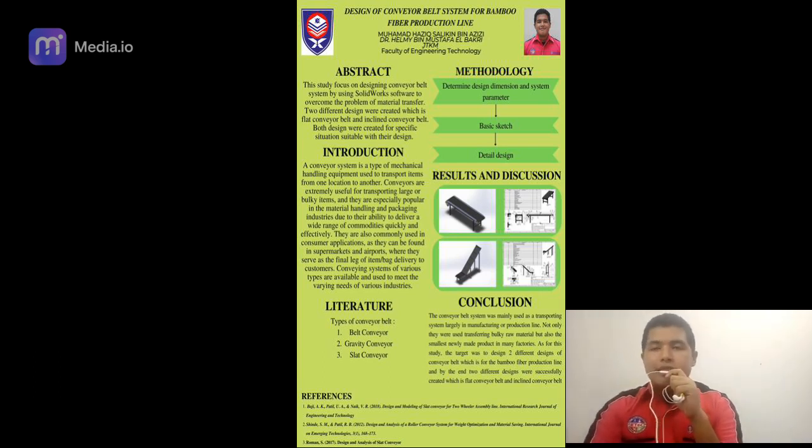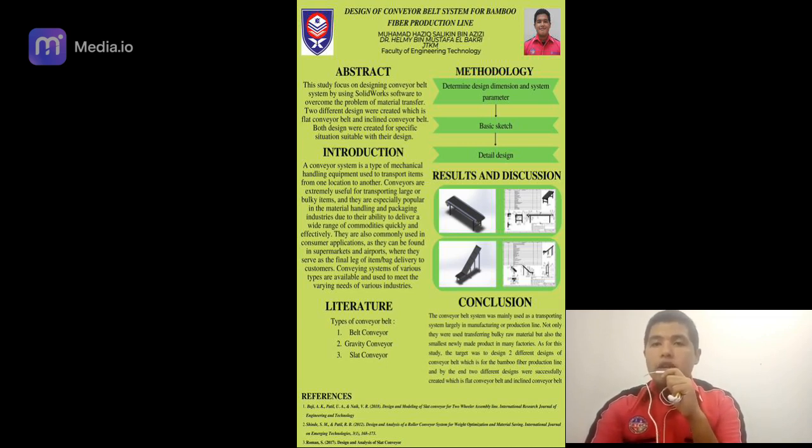The next chapter, which is Chapter 2, is the literature review. Currently, there are three main types of conveyor belts that are widely used in many factories, manufacturing and production lines. We have the belt conveyor, we have the gravity conveyor, and we have the slide conveyor. The belt conveyor is a type of conveyor that utilizes a belting system as its material handling system. They use the belting itself to transfer material from one place to another place.